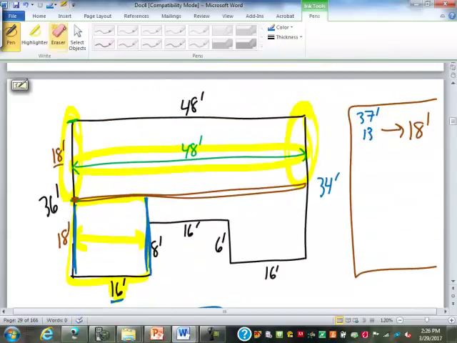So I need 37. Stick with me, guys. I need 37 plus 13 is going to give me a total of 50.